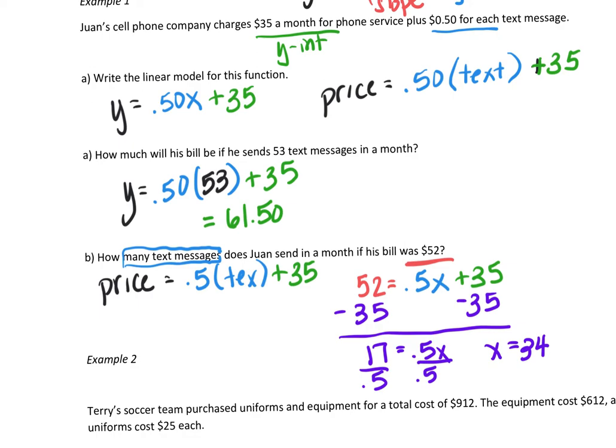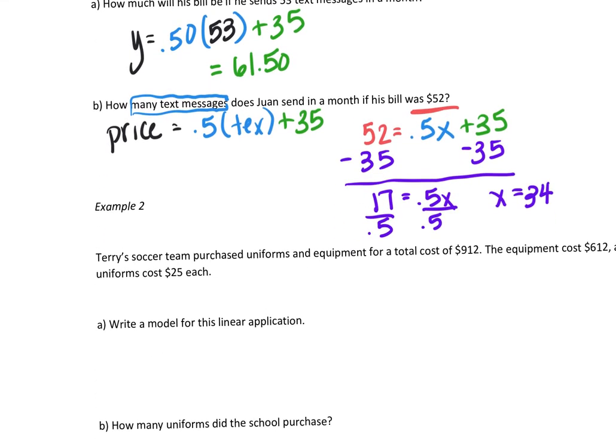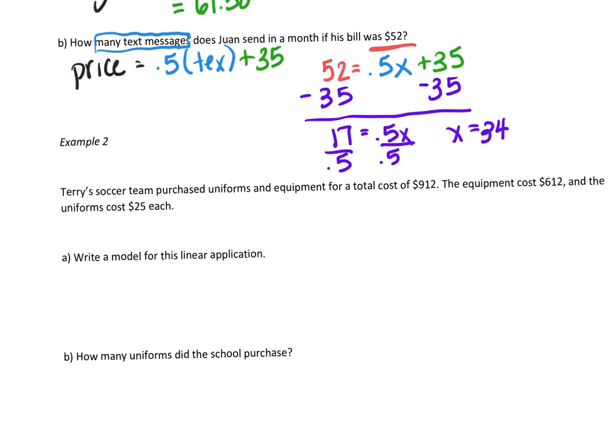Now, let's look at example 2. Terry's soccer team purchased uniforms and equipment for a total of $912. The equipment cost $612, and the uniforms cost $25 each. Write a model for this linear application. So we know, again, we have to start off by paying $612. That was how much equipment cost us. And then for every uniform, it's going to cost us $25. So again, that's the each part, that's the slope here.